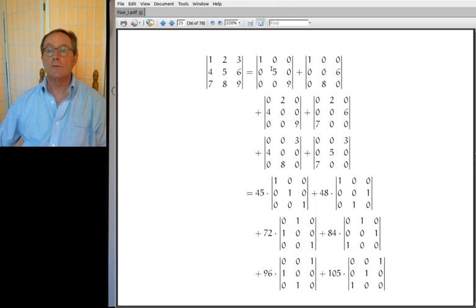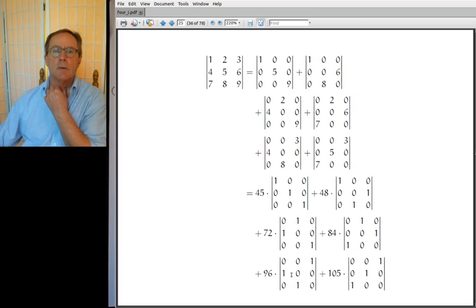Mentioned that that one is 45. Mentioned that that one is minus 48. I apologize. That one is minus 72. That one, doesn't that one take 2 row swaps? So that one's plus 84. I don't have to go back and change these minus signs and plus signs. I apologize. I flubbed this up.